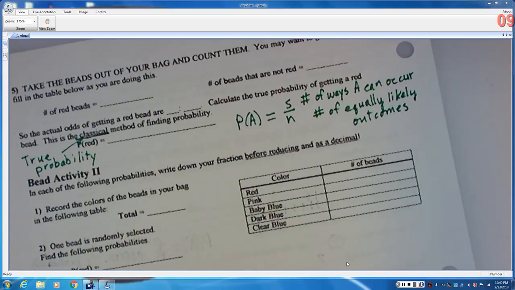Did you get this? For number 3 or the true probability? The true probability was 0.357. What was the closest?